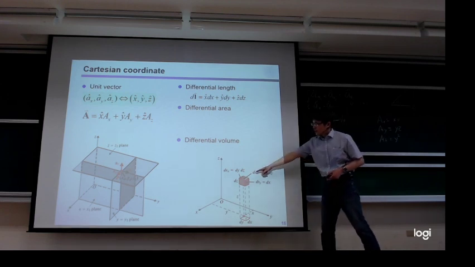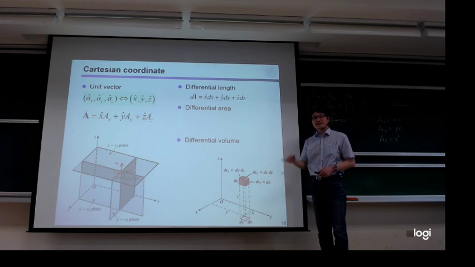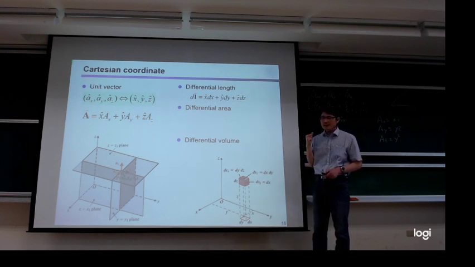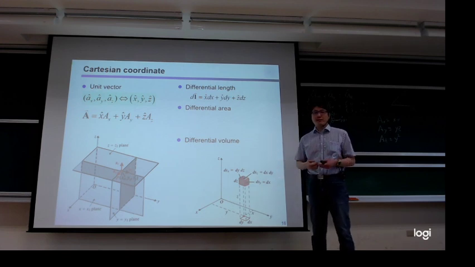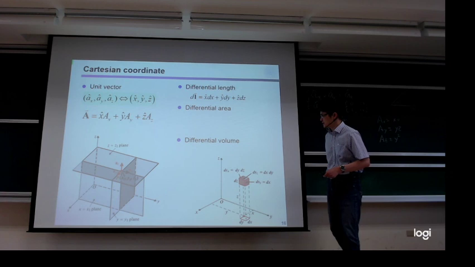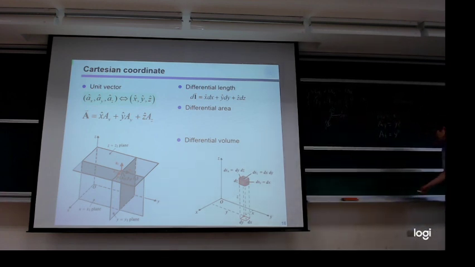Now, this cubic volume has a total of 6 surfaces. Okay, total of 6 surfaces. But usually we only take account of 3, the positive directions. Right? So this is the point I want to ask you.